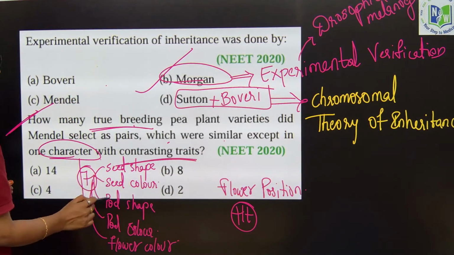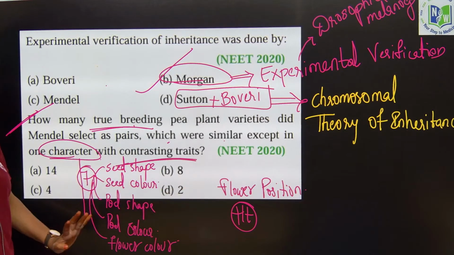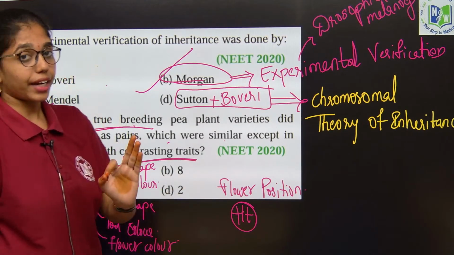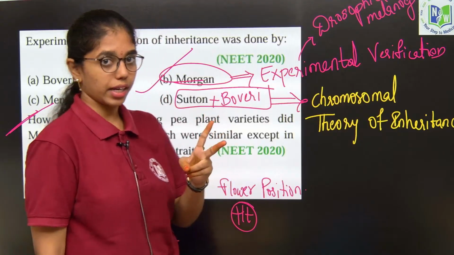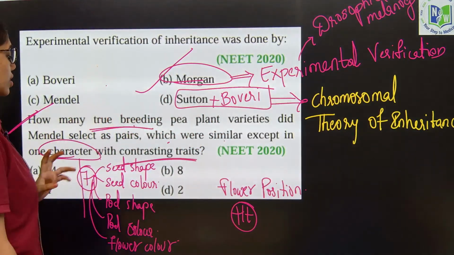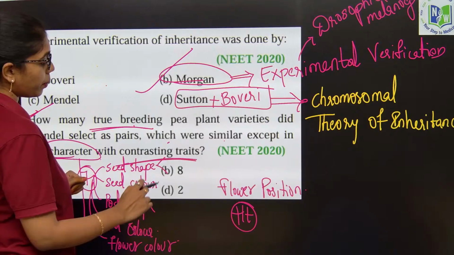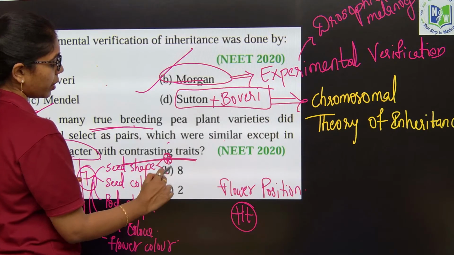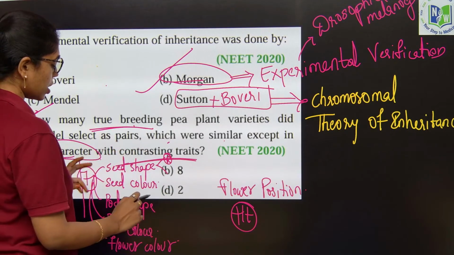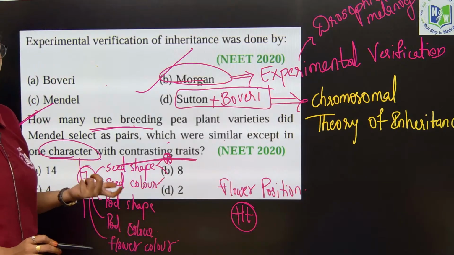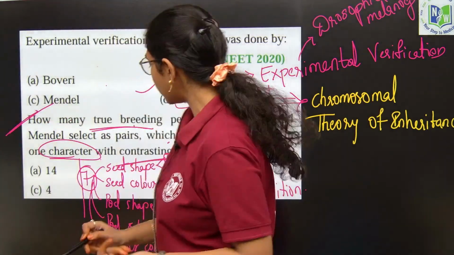1, 2, 3, 4, 5, 6, 7. 7 characters are considered. For each character, there are 2 contrasting traits. One is dominant and one is recessive. Seed shape, what is dominant, beta? Round seed shape is dominant and wrinkled is recessive. For seed color, yellow is dominant, green is recessive.